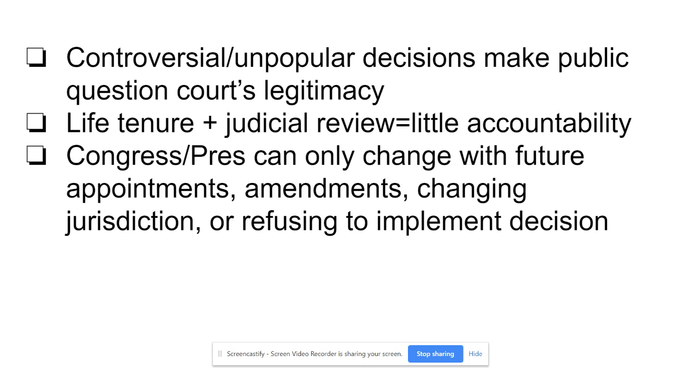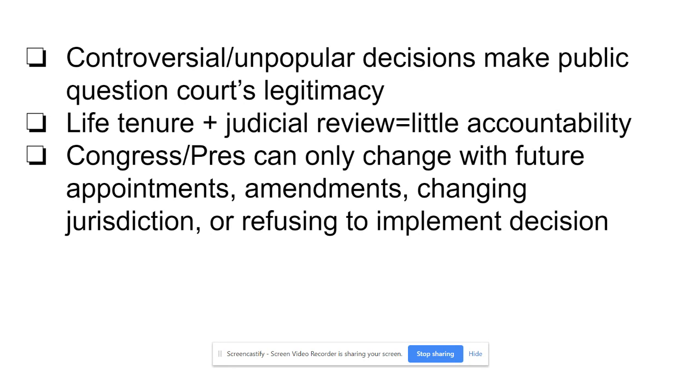And then lastly, and this kind of wraps into the last card, is that the Congress and the president can only respond with future appointments, amendments, changing jurisdiction, or refusing to implement decisions. It's pretty much the only things that Congress and the president can do because these people serve for life, and some of them serve for 30 plus years. So that's an issue. Okay, I'm moving on to the next one.